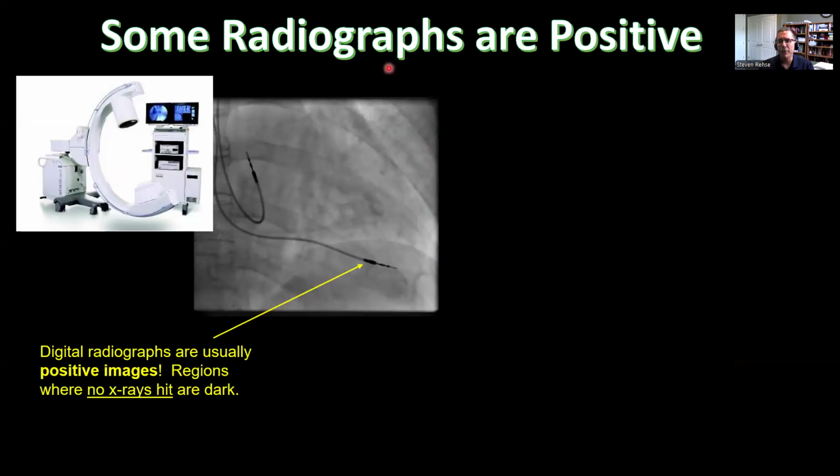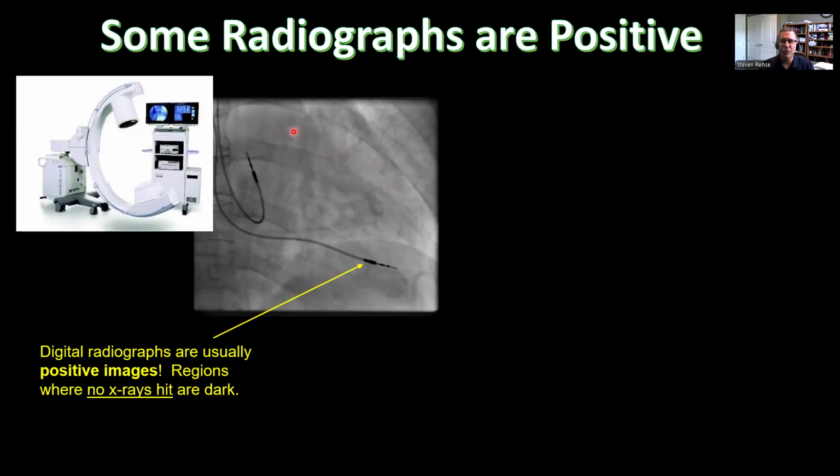The reason that those images were negative was due to the photographic film and the emulsions that were initially used to detect X-ray radiation. Digital radiographs nowadays, so here's a digital radiograph. This is called a C-arm X-ray machine, probably used for angiography, looking inside your heart. This is going to form a digital image of the X-ray radiograph, and digital radiographs are usually positive images. So in a positive image, the regions where no X-rays hit are dark. Now the places where the X-rays go through easily are going to be very bright. So in here, you're seeing the lung tissue.